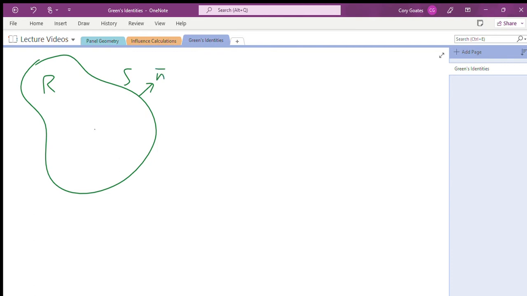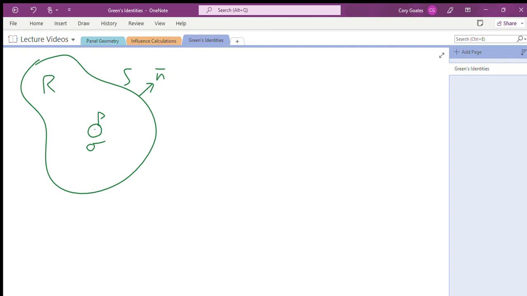And let's say point P is right here. We're going to exclude point P from R by drawing a little sphere around it, and that sphere we're going to call sigma. Now I'm not going to draw it here, but N on sigma is going to point inwards towards P, and that's again because we're pointing out of the region R.